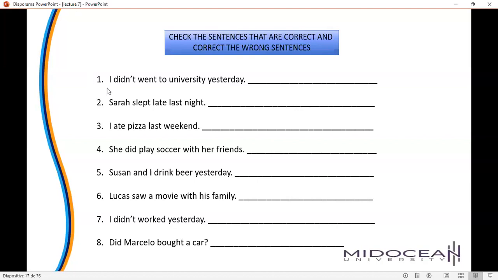First one, Mohamed Abdallah. I didn't go to university yesterday. Okay. The answer for this sentence is correct or wrong.